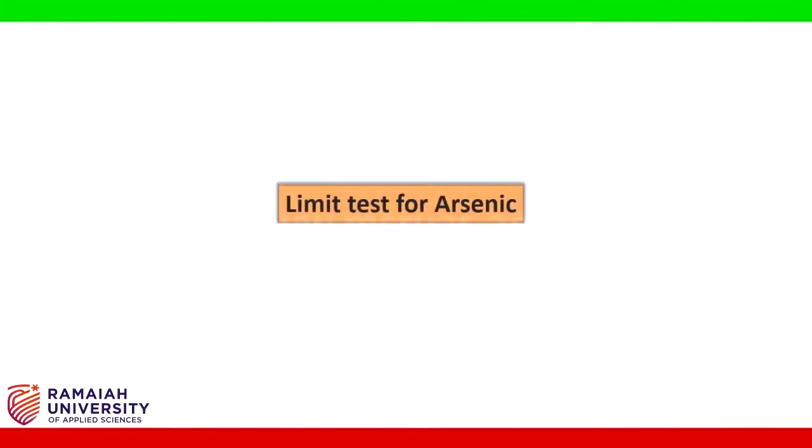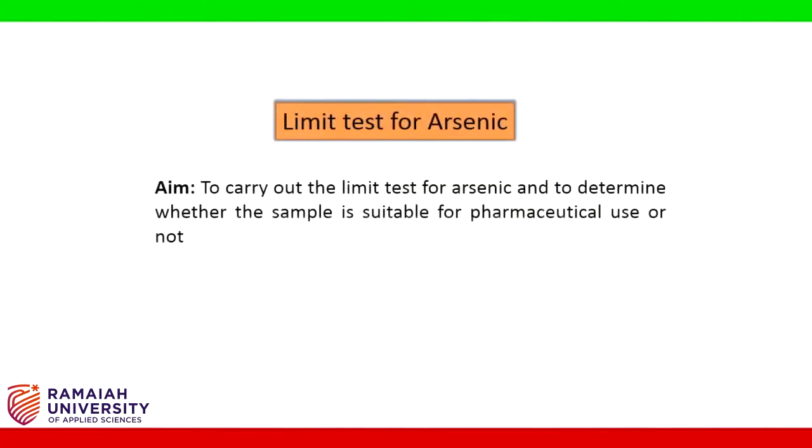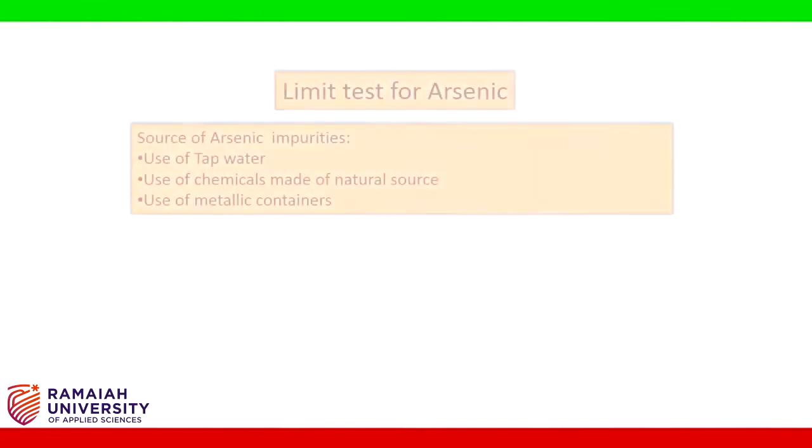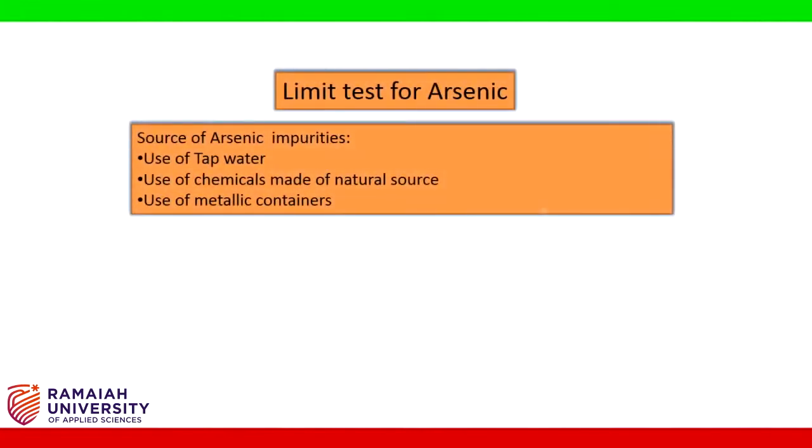Hi students, today we learn about limit test for arsenic. Aim: to carry out the limit test for arsenic and to determine whether the sample is suitable for pharmaceutical use or not. The sources of arsenic impurities in pharmaceuticals may be due to the use of tap water, use of chemicals made of natural source, or use of metallic containers for preparing pharmaceuticals.